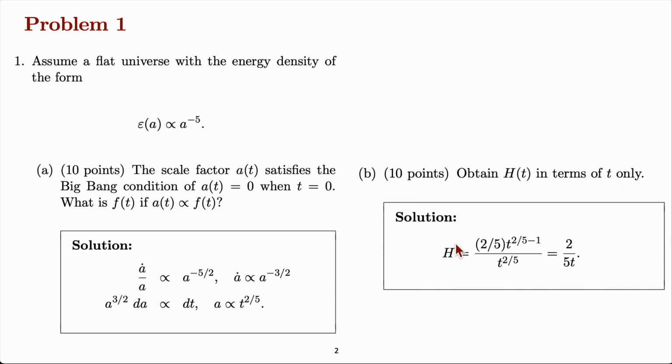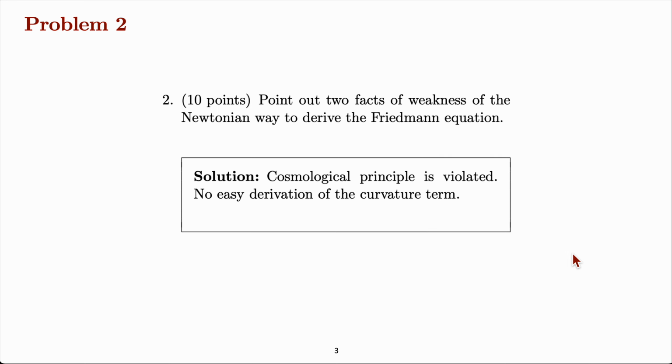By using the definition of the Hubble expansion rate, you calculate this and you end up with 2 over 5t. Most of you got both of them right. Number 2 is also 10 points. Point out 2 weaknesses of the Newtonian way to derive the Friedmann equation.